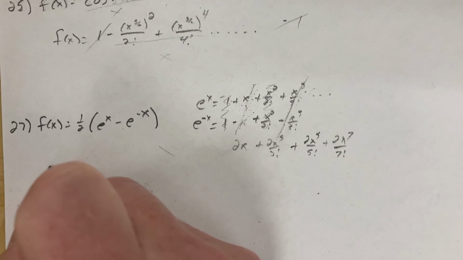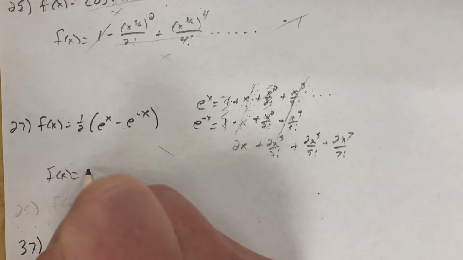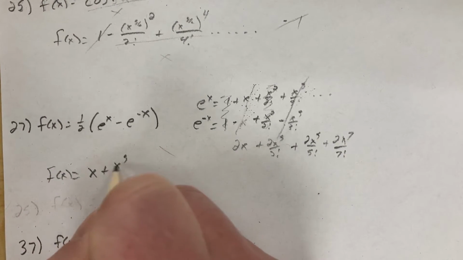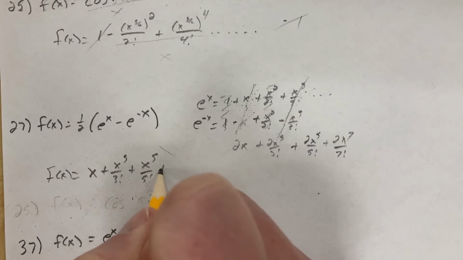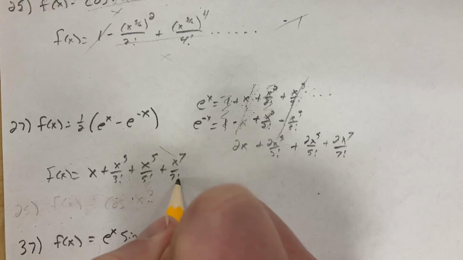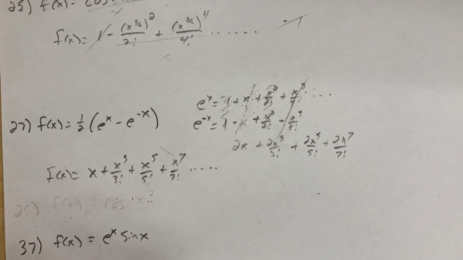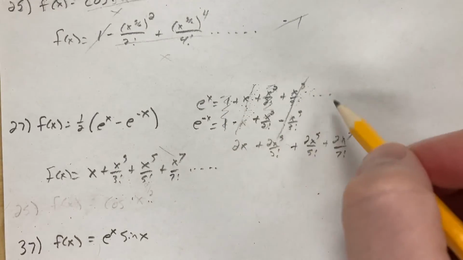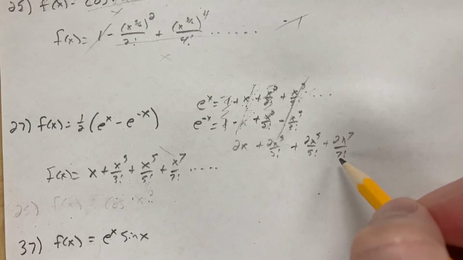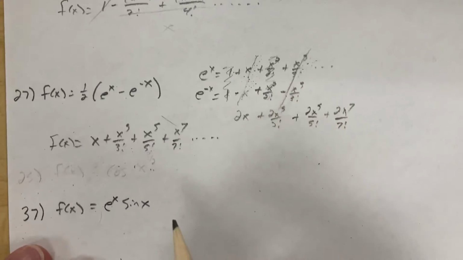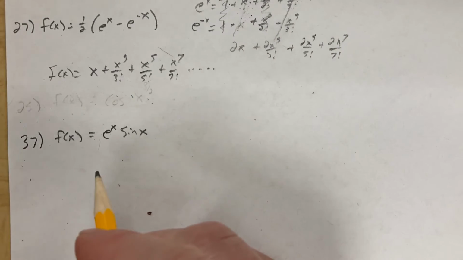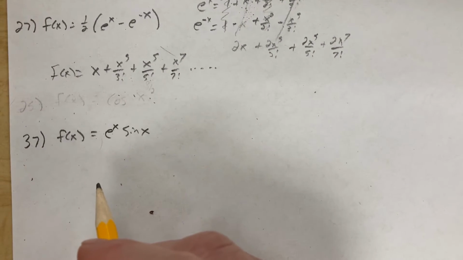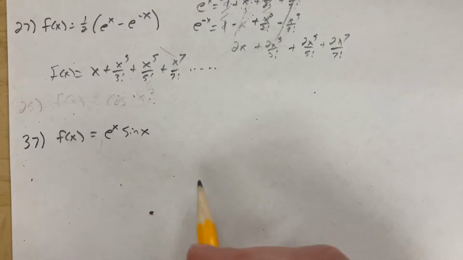So we end up with f of x equal to x plus x cubed over 3 plus x to the 5th over 5 and x to the 7 over 7, and then keep going like that. So we can actually combine these here, see what happens when we do that, and then kind of work it out from there. Same thing here, we've got f of x, and on 37 we were asked to just come up with the first 4 non-zero terms.